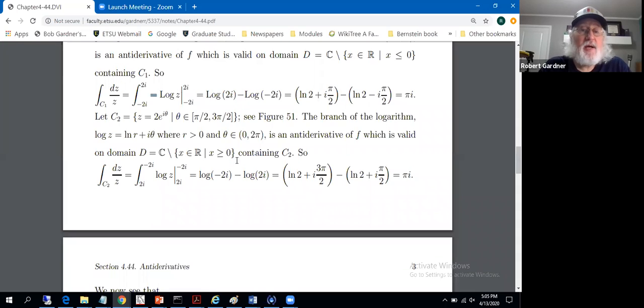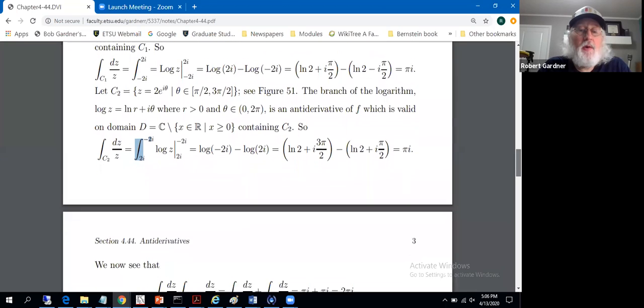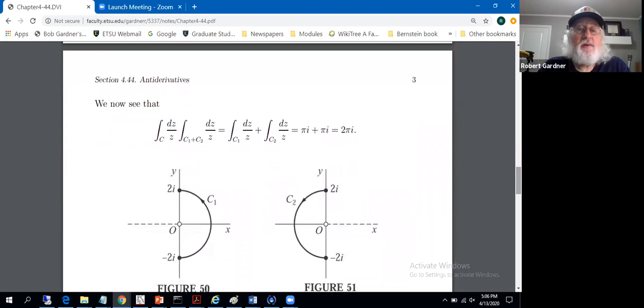Okay, and it's the same kind of computation. We'll integrate 1 over z. We'll take the antiderivative, this branch of the logarithm, plug in the endpoints, and out pops another pi i. So, additivity of integrals. We know the integral over C1 plus C2 is the integral over C1 plus the integral over C2. We got pi i for both of those, so the integral is 2 pi i.